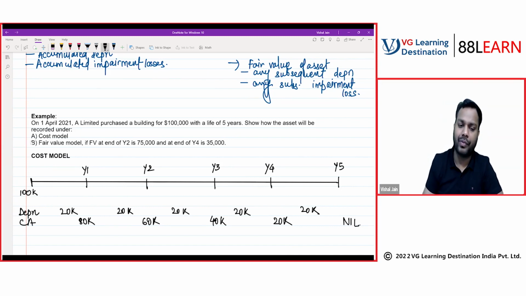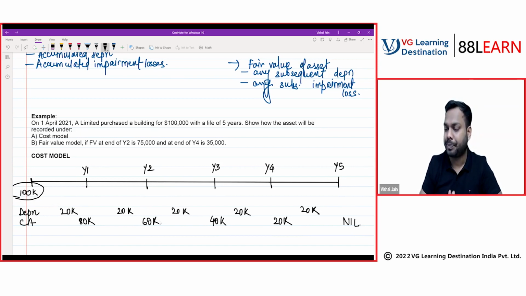Now, accumulated depreciation, what does it mean? 20, 20, 40, right? 100 minus 40 is 60. 100 minus 60 is 40. 100 minus 80 is 20. 100 minus 100 is nil. So if I'm calculating as of a year end date, I'll take the depreciation till this date and compare it with the cost. Till this date, what is the amount of depreciation? Then comes the carrying amount. Is the cost model clear to everyone?